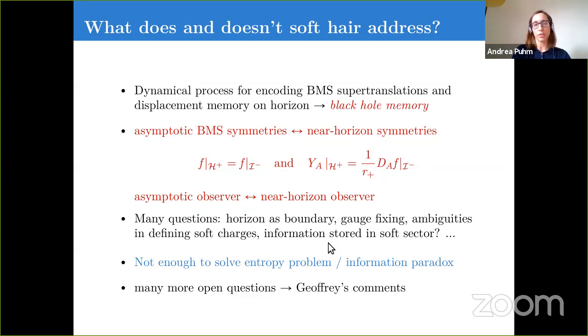And then moreover, you might ask, well, this is a dynamical process that encodes some symmetry transformation at infinity into symmetry transformations at the horizon. But how much information is actually stored in this soft hair that gets implanted? And as Malcolm already mentioned, at this point, it does not seem to be enough to address the entropy problem or the information paradox. And there are several more open questions, which I will let Jeffrey comment on now.